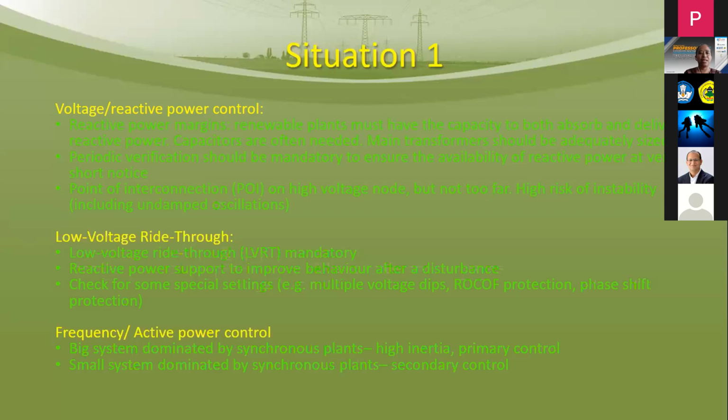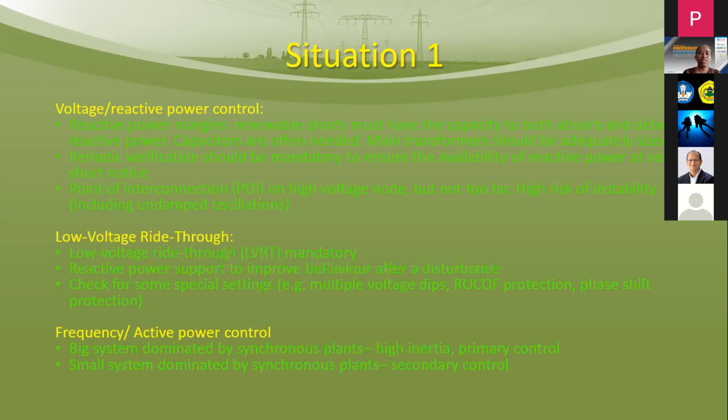It is also important to consider the point of interconnection (POI) on a high voltage node, but it should not be too far from the location of the non-synchronous generation, because a high risk of instability can be found, including undamped oscillation, and this situation can bring about the worst case, the blackout.